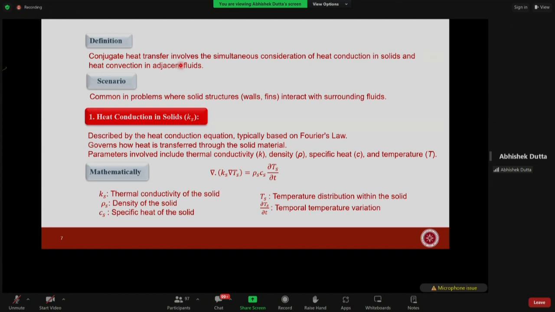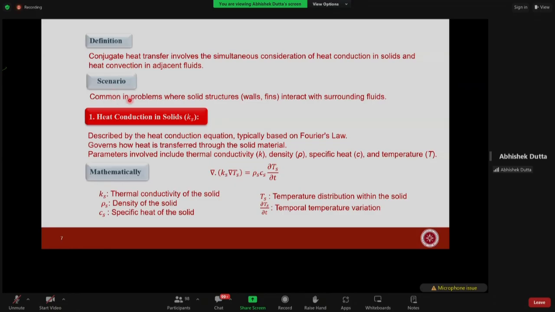This is one. It could also include radiation. I didn't mention it here, but it could very much include radiation as well, of course. So this simultaneous consideration of convection and conduction is a decent definition of conjugated heat transfer.